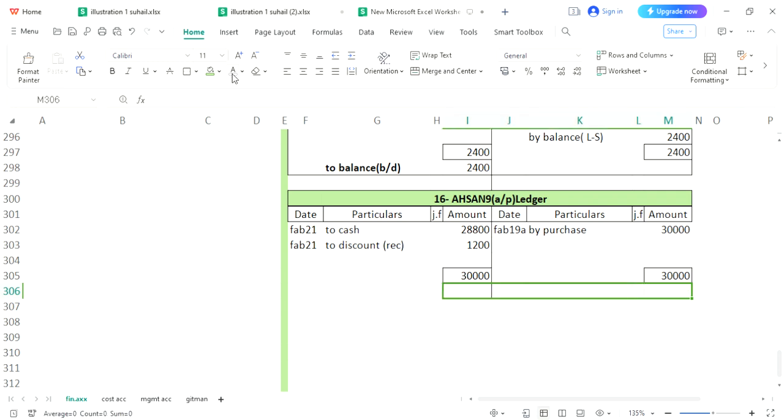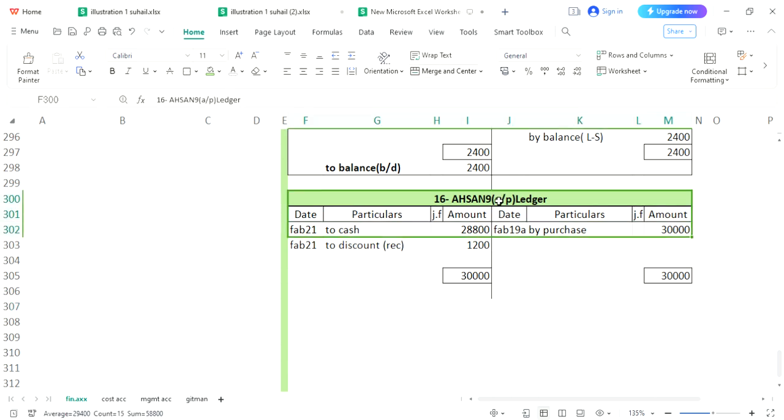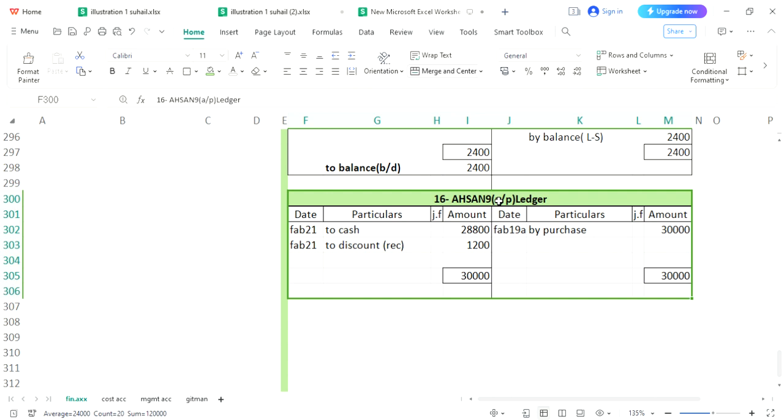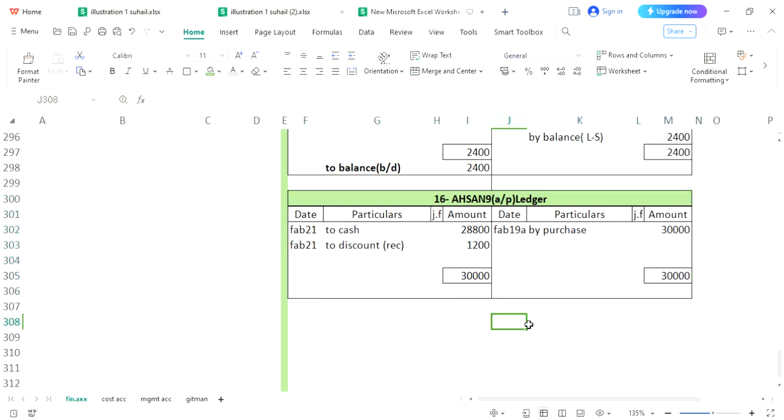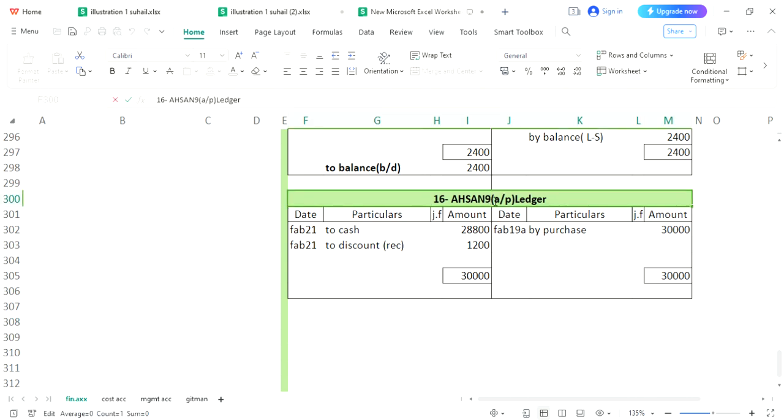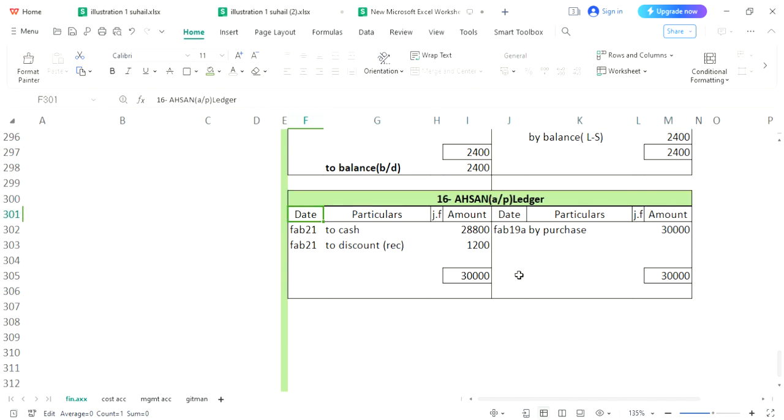So without even calculation of balance brought down, this ledger of SN has been completed, as it is impossible to calculate the balance brought down. For that, what you will do, you will mark it as completed entry, completed ledger. SN's account has been completed. SN9 by mistake is written, delete it. SN account payable ledger is completed.